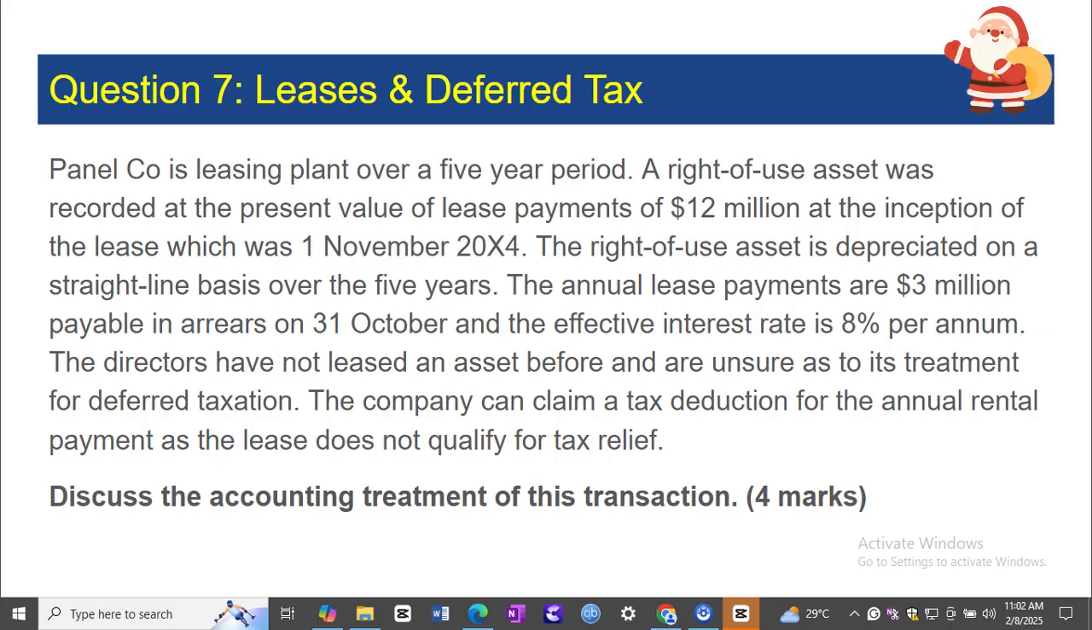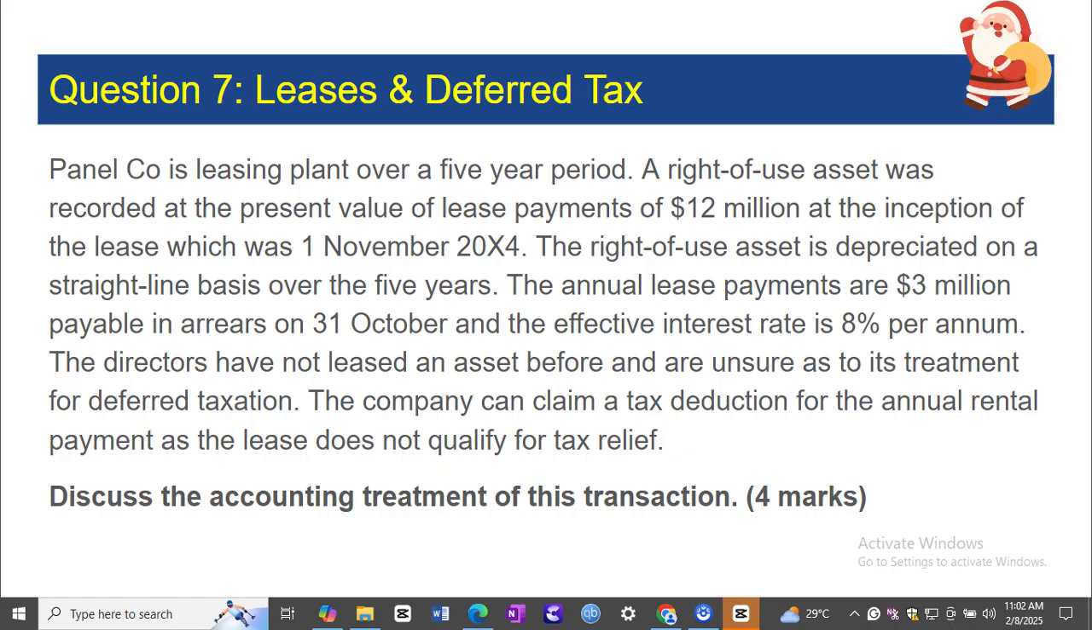They can claim a tax deduction for that annual rental payment, but there aren't any special tax breaks for this particular lease. So accounting treatment and tax treatment are different, which means deferred tax potential. Bingo. To see exactly how it plays out, we've got to walk through the accounting, then analyze those temporary differences.